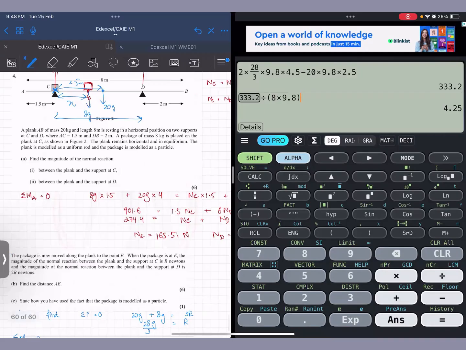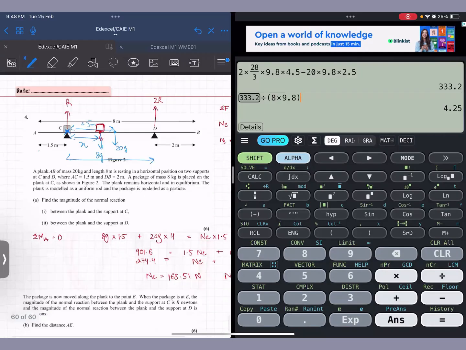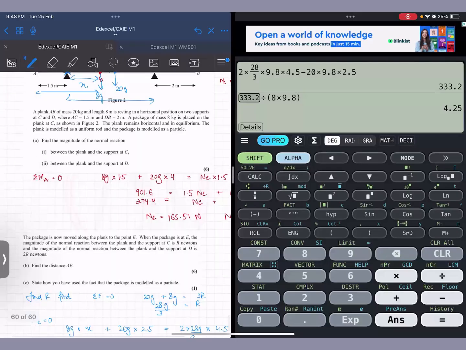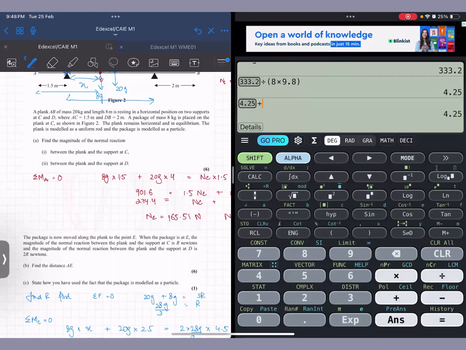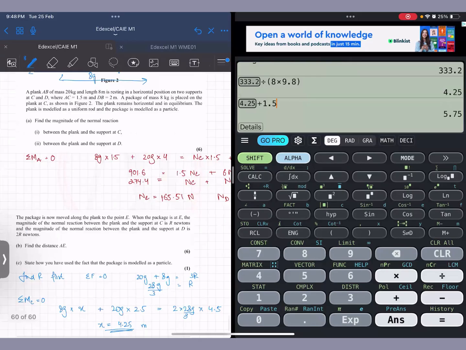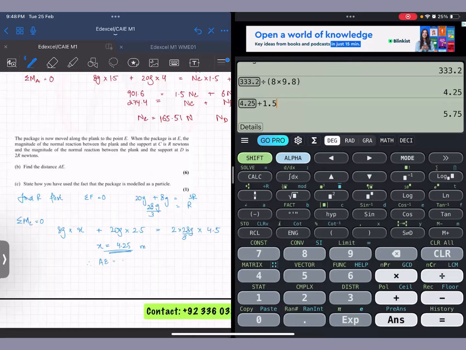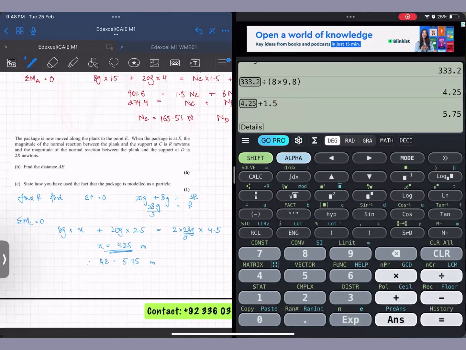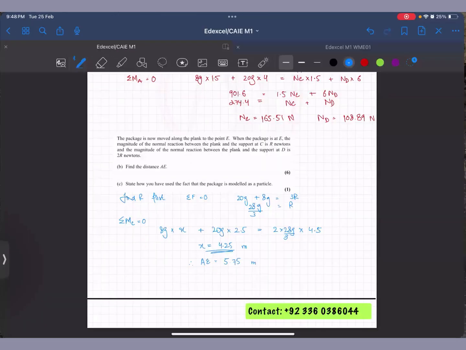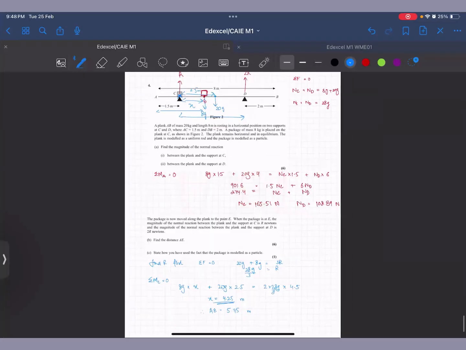But they asked us for the distance AE. So AE is the complete thing from A till E. So 1.5 plus 4.25, right? So this thing plus 1.5. So AE is 5.75. Okay, समझ आया नादिया? Yeah, I got it. Good.